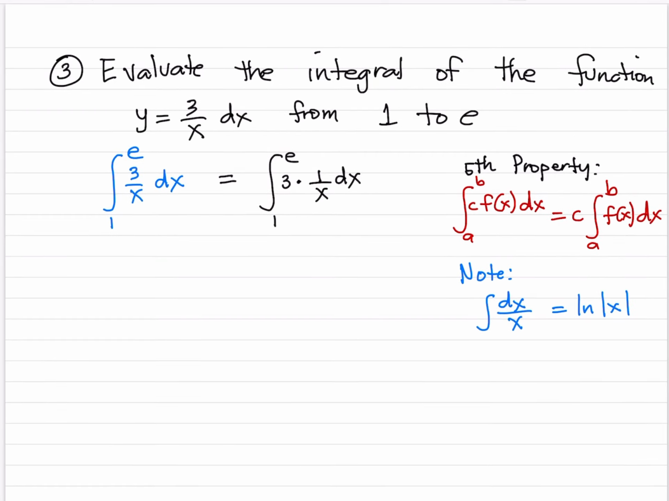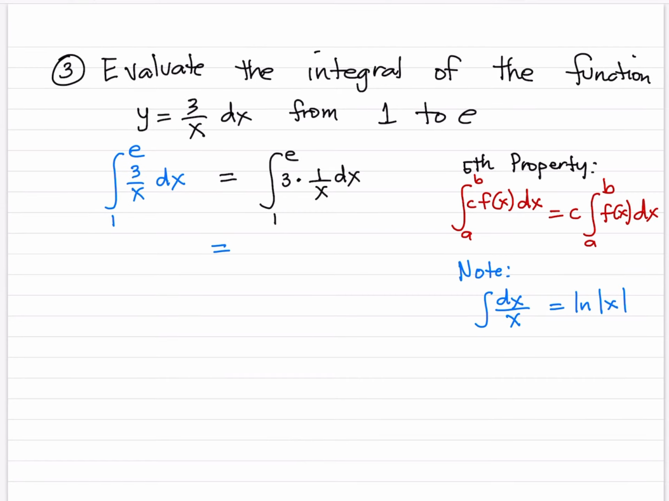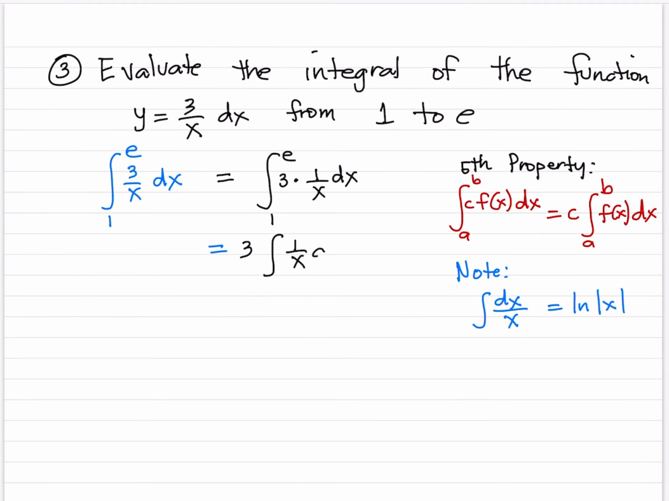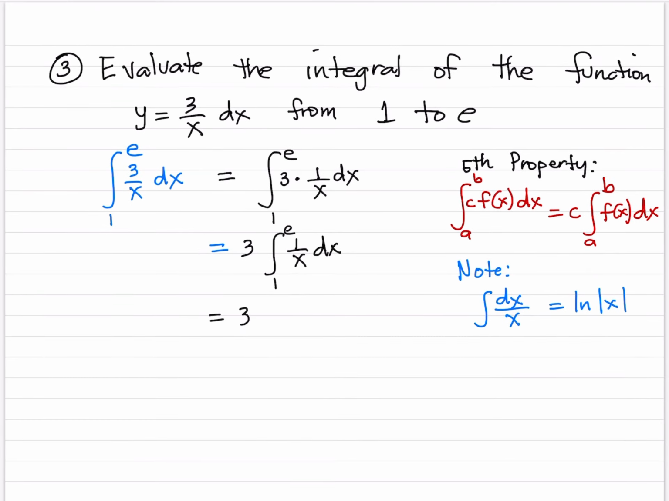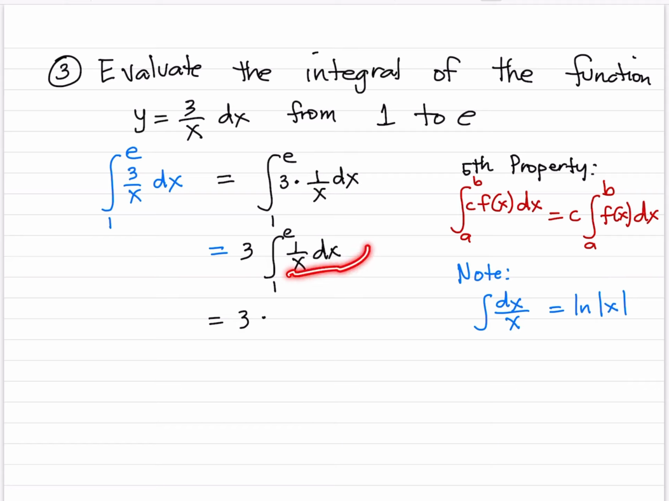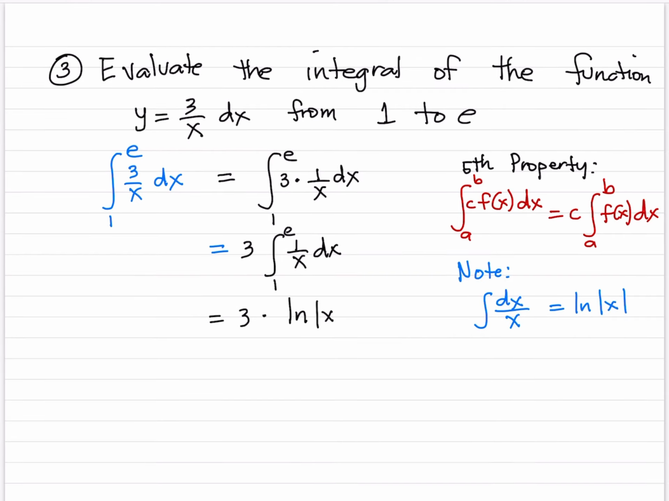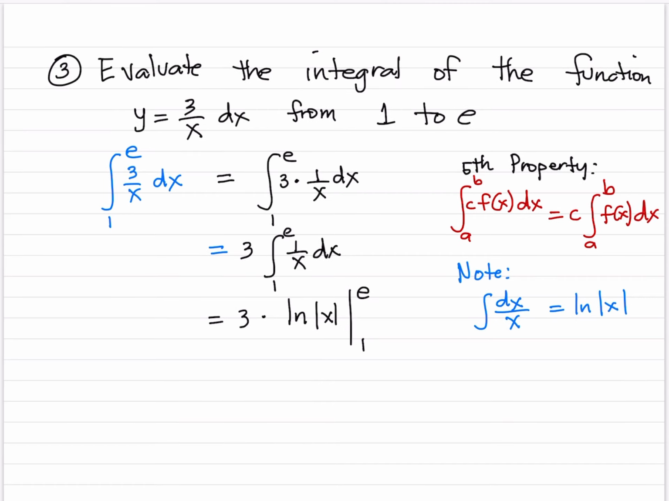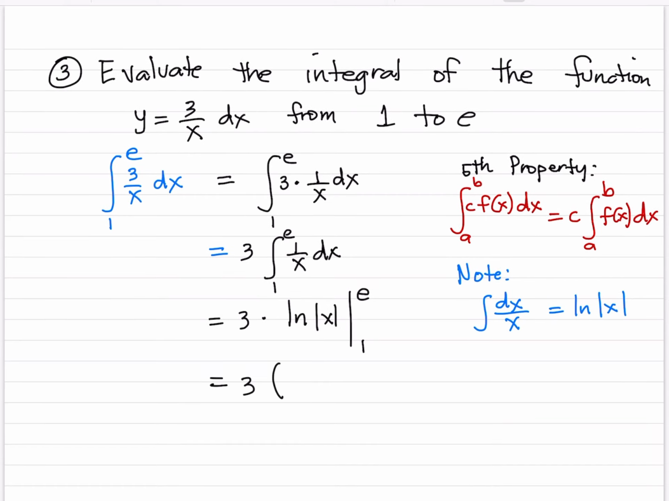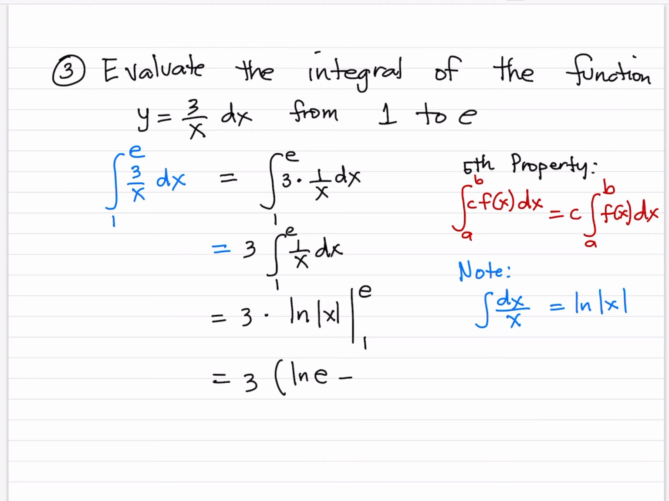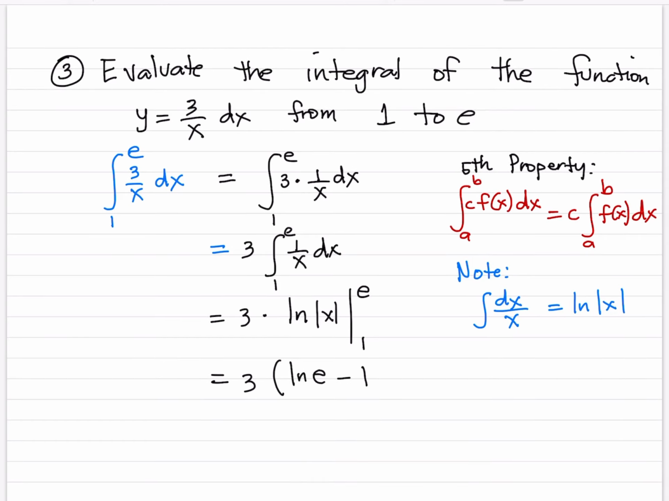So now we can apply the fifth property here, pull out the constant 3, and then we integrate 1 over x dx and then evaluate it from 1 to e. So this is equal to 3 times, what is again the antiderivative of 1 over x dx? It's the natural logarithm of the absolute value of x. So 3 times ln of x evaluated from 1 to e. So this is now equal to 3 times the natural logarithm of e minus the natural logarithm of 1.